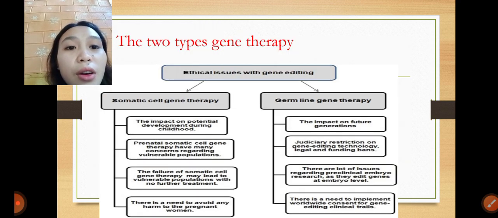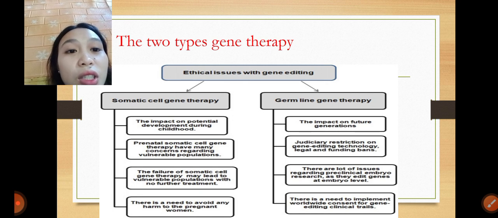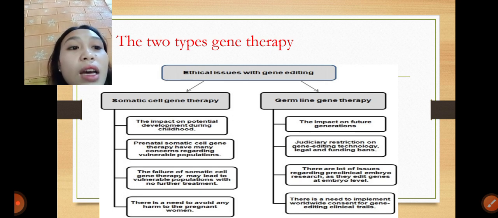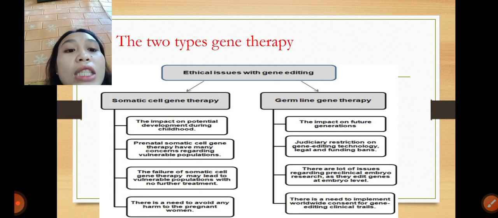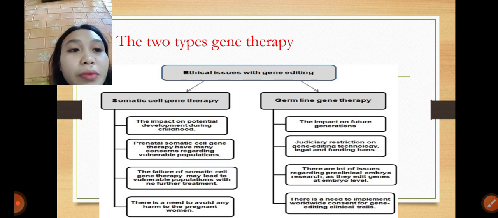The two types of gene therapy are somatic cell gene therapy and germline gene therapy. Somatic cell gene therapy: the impact on potential and development during childhood. Prenatal somatic cell gene therapy has many concerns regarding vulnerable populations. The failure of somatic cell gene therapy may lead to vulnerable populations needing further treatment. There is a need to avoid any harm to the pregnant woman.